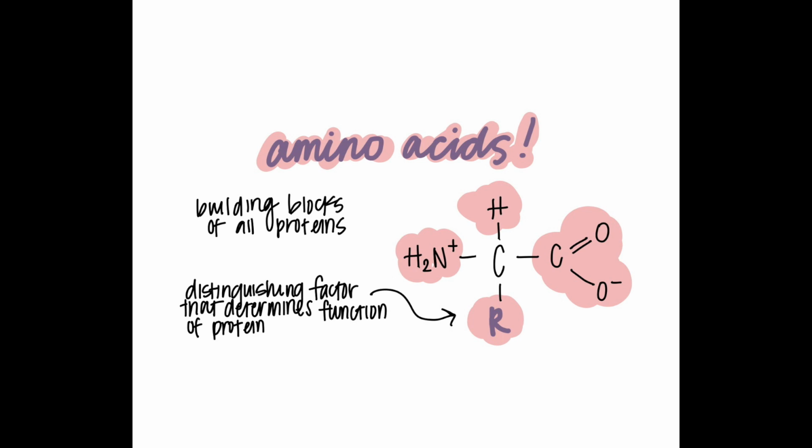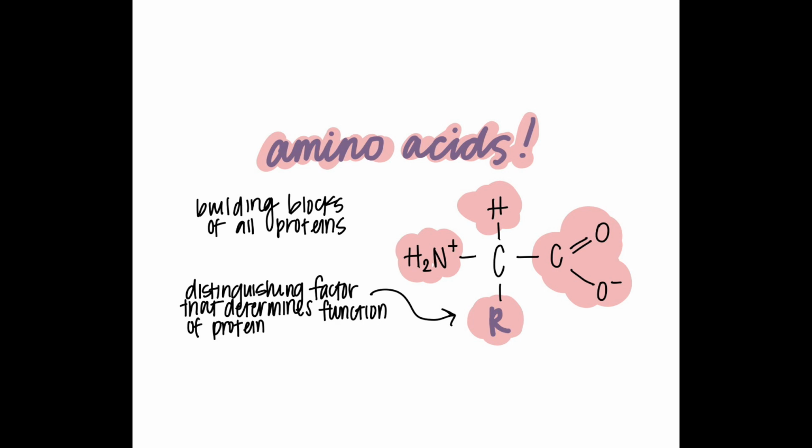So I'll be going over the amino acids and how I memorize them for the MCAT using a couple mnemonics. So we know amino acids are molecules which are the building blocks of all proteins. They consist of an amino group, a hydrogen atom, a carboxylic acid group, and an R group, which is a distinguishing factor that determines the function of the protein. All four groups are attached to a central tetrahedral carbon atom, which we call our alpha carbon.